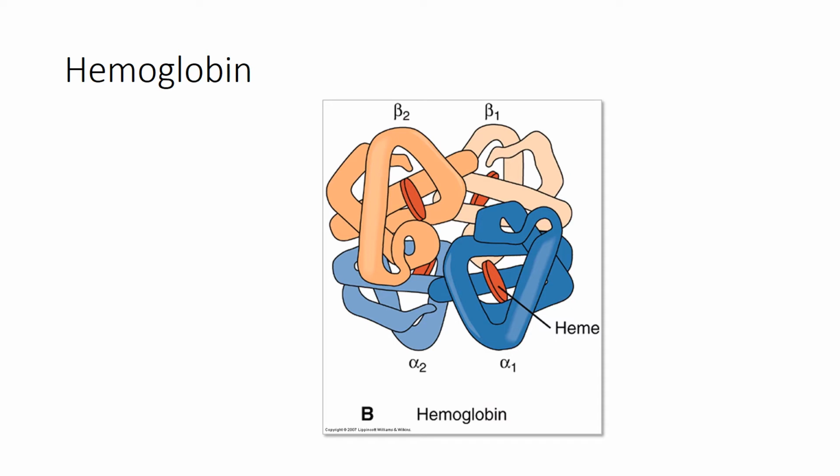Just a reminder about hemoglobin, it's composed of 2 alpha chains and 2 beta chains. Each protein chain holds 1 iron-containing heme group. Oxygen binds to the heme groups. We'll talk about hemoglobin synthesis during iron deficiency anemia.